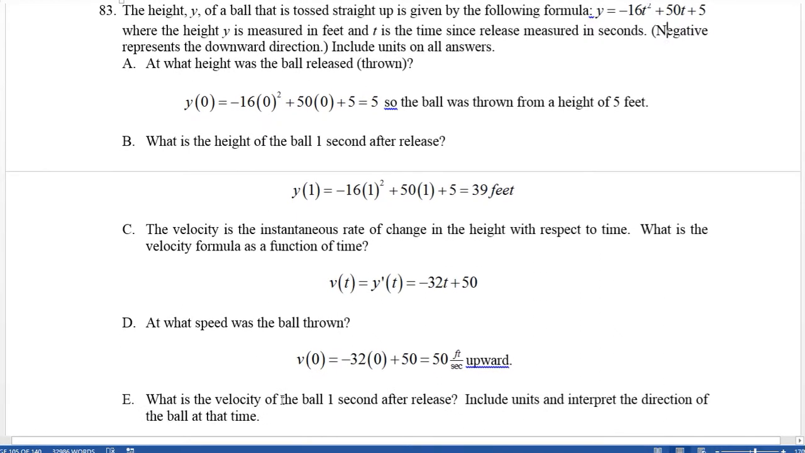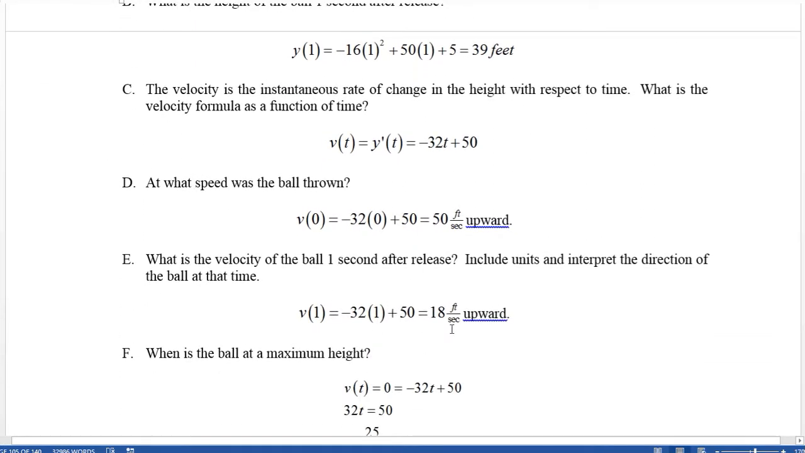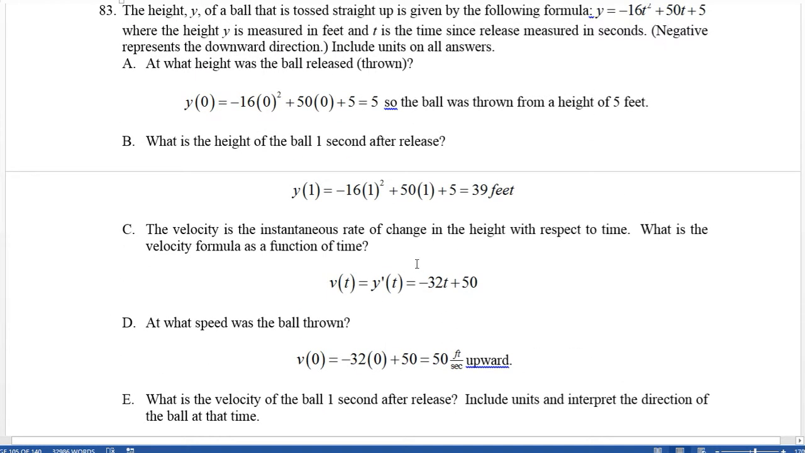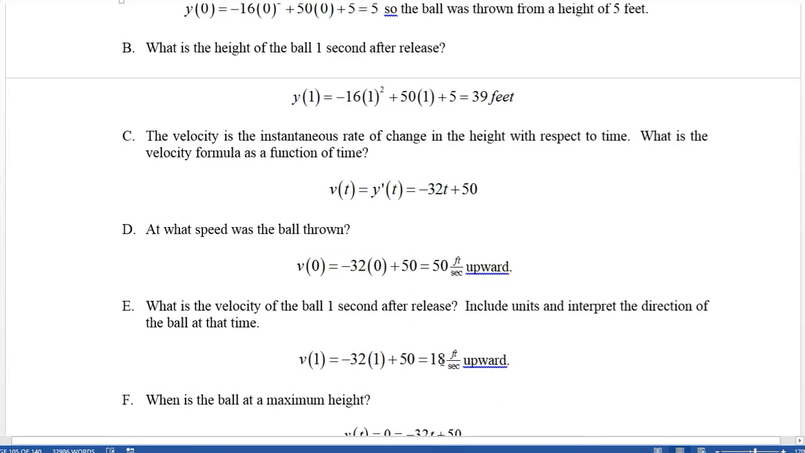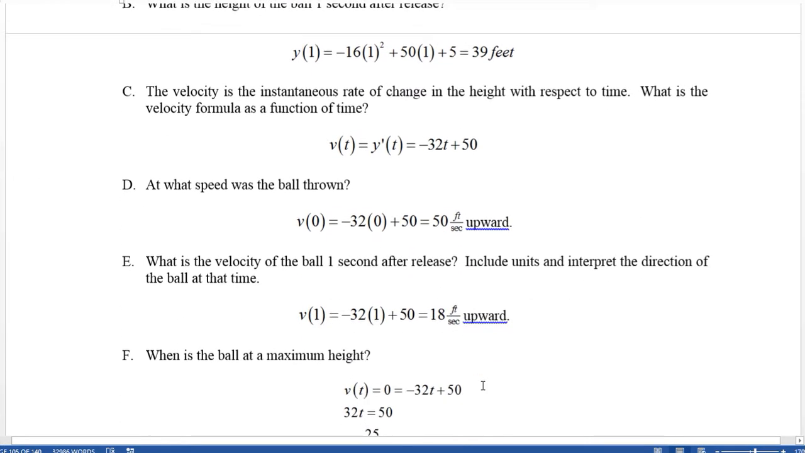So it was thrown upward at 50 feet per second, which is pretty fast. What is the velocity of the ball 1 second after release? Plug in 1 in that formula for the velocity, and that's 18 feet per second upward. So 1 second after we've thrown it, it's 39 feet above the ground. It started 5 feet above the ground. It's gone up to 39 feet above the ground, and it's still traveling upward. It started at 50 feet per second and is still traveling upward at 18 feet per second at that point.